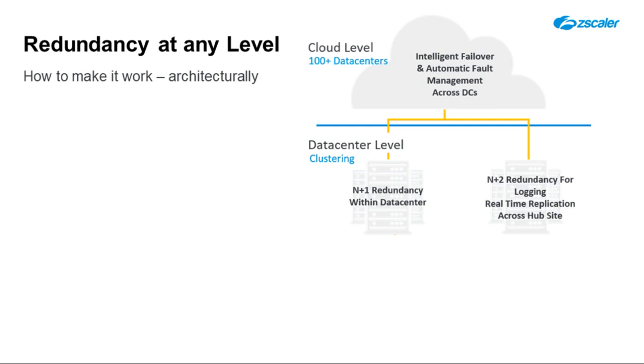For logging and reporting, we do N+2 to be extra careful. This means all logs are written in triplicate, so no matter if we have a major disaster on both coasts, we'll still have a way to keep logging and reporting going because that is a primary data that we are dealing with.